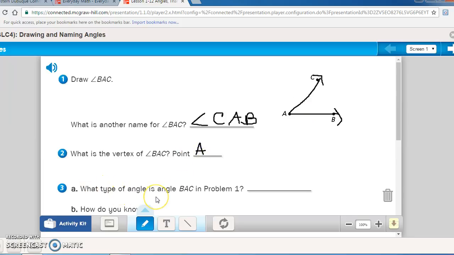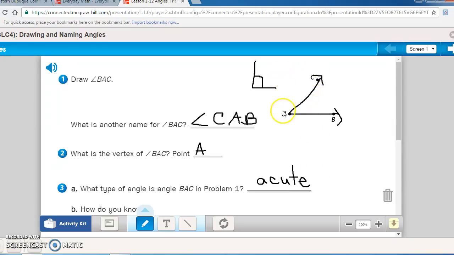What type of angle is angle BAC in problem 1? Well, remember, if it's a right angle, we said it looks like a capital L, and it's going to have that right angle symbol in it. But we can tell this is not as big as a capital L. So this is what they call acute. Oh, look at it. It's so cute. That's what we say when we see anything small, like a small kitten, small rabbit, small child.